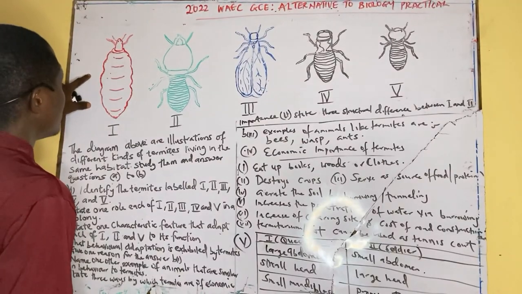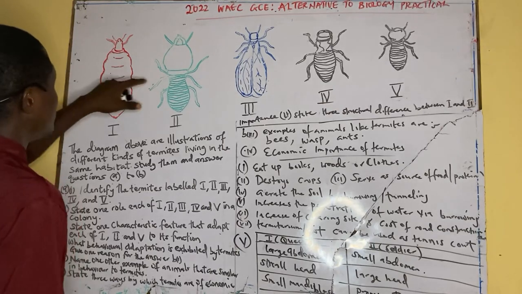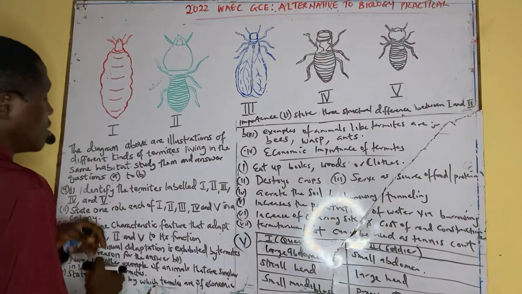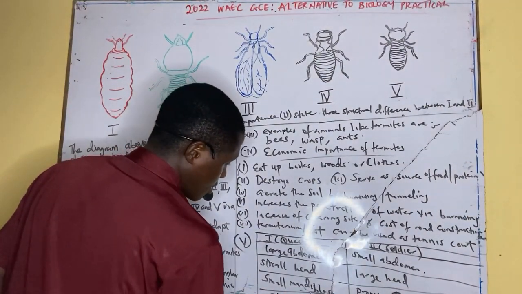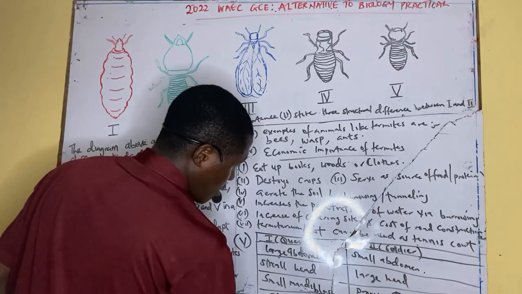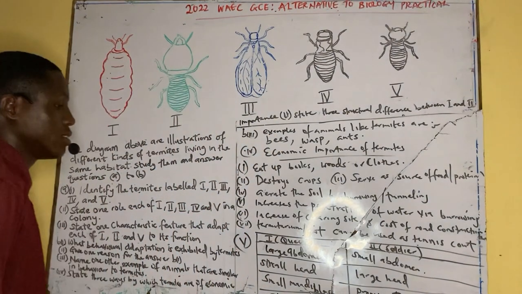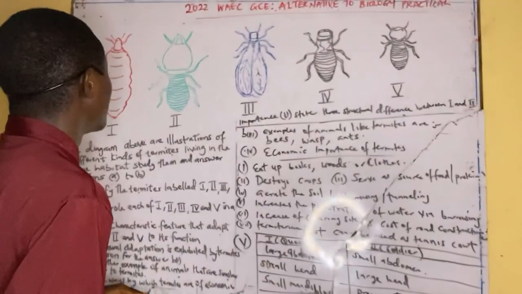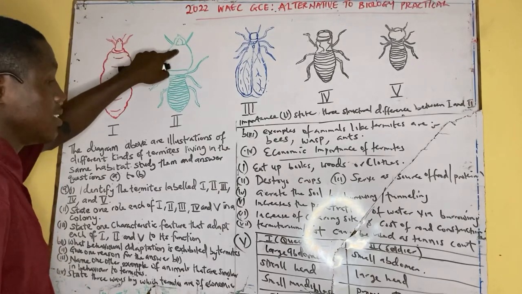What else is still obvious here? We have the long legs here and short legs. Short legs, long legs. This one has eyes. This one has no eyes, absence of eyes.